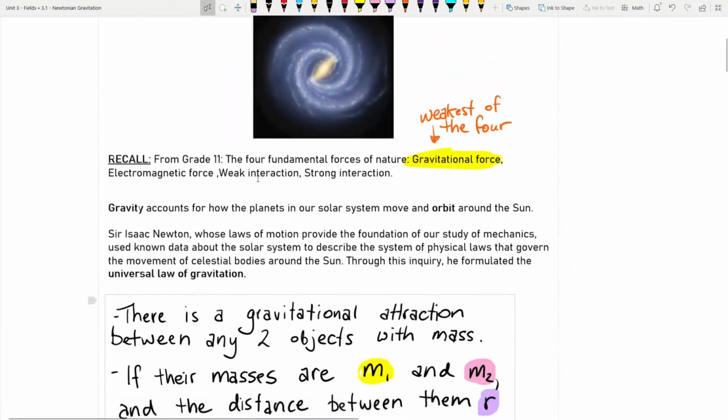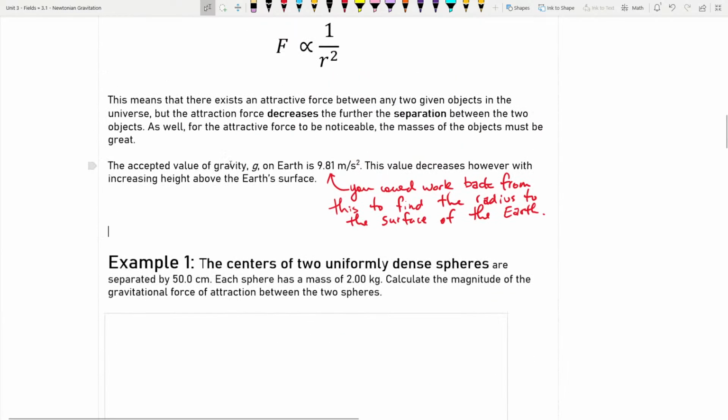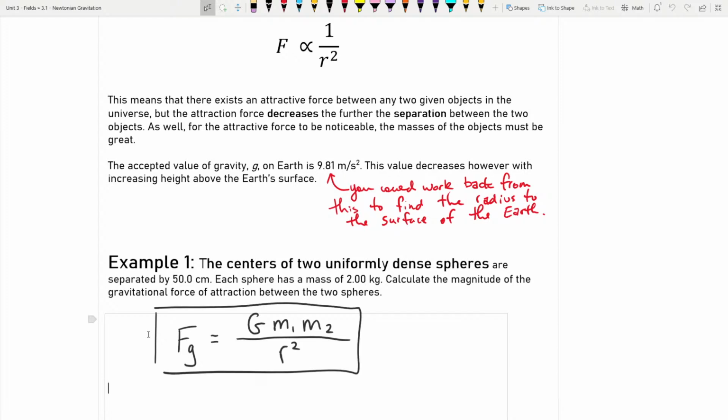But what we will do is take a look at a couple examples. So keep in mind that in all of these examples, we are going to be using the universal gravitational equation, which is that the force due to gravity is the gravitational constant times the product of the masses of the two objects divided by the distance between them squared. All right, that equation is our North Star when we do these.